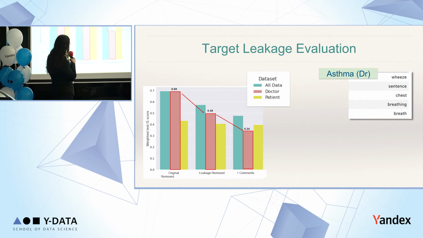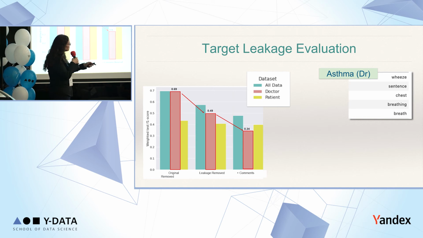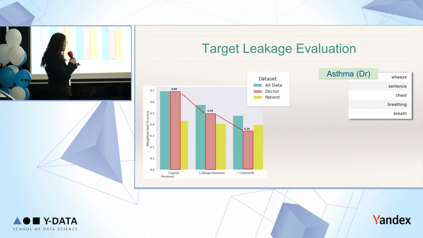After that, we could see that the model score went from 0.69 to 0.34, which is a factor of 2 for the doctor. And the features are now way cleaner and more meaningful.